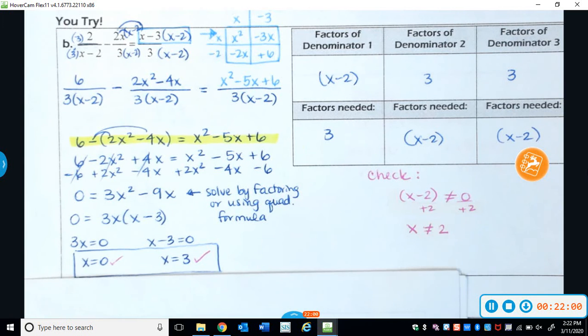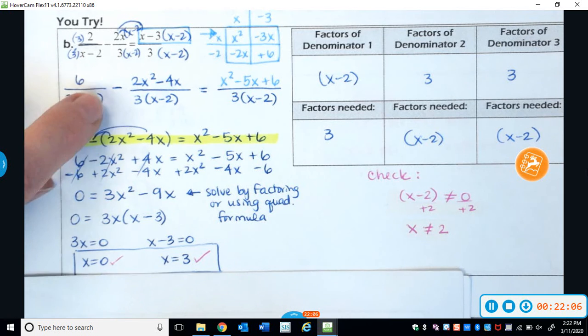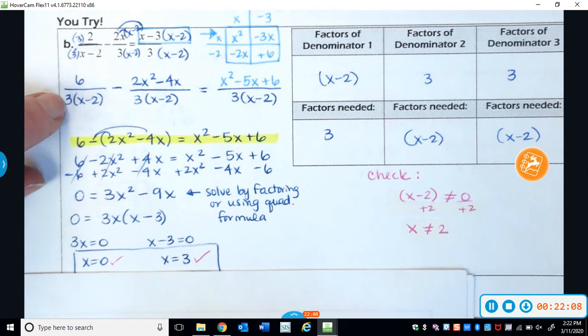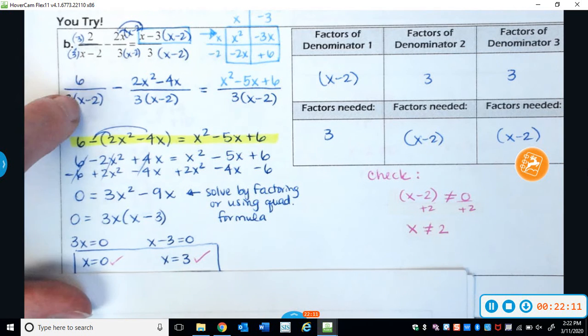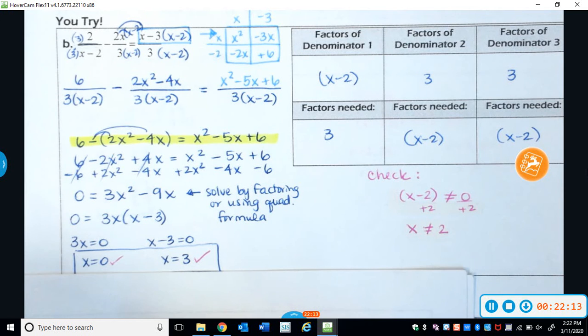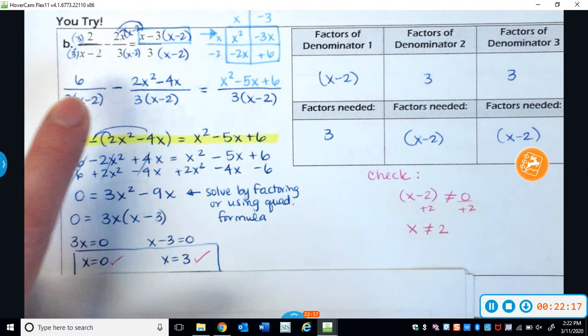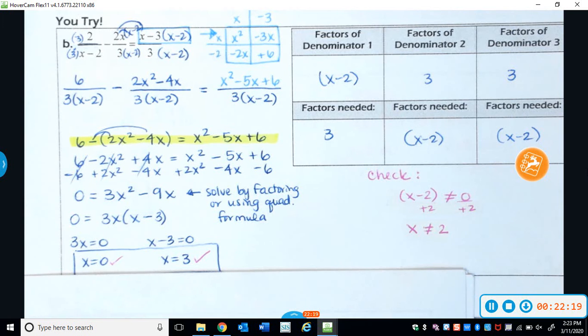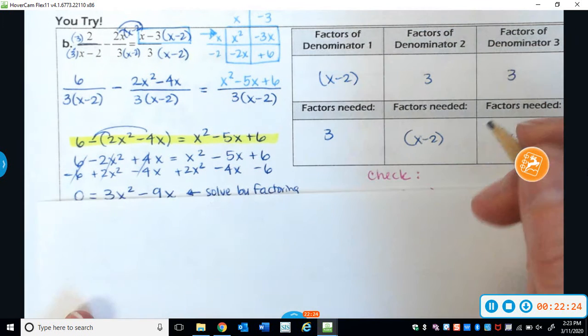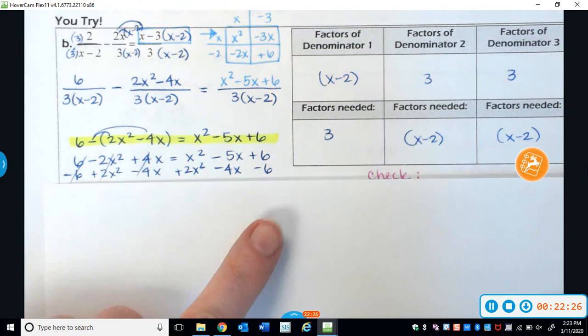My personal favorite way of checking is by doing the domain restrictions, but you don't have to do that. You can go back and plug in a 0 wherever you see x, and then work through it and see does it make the denominator 0, and then do the same thing with 3. Plug it in, see does it make the denominator 0. I choose to take the denominator and say that I know 3 times x minus 2 is not allowed to equal 0.